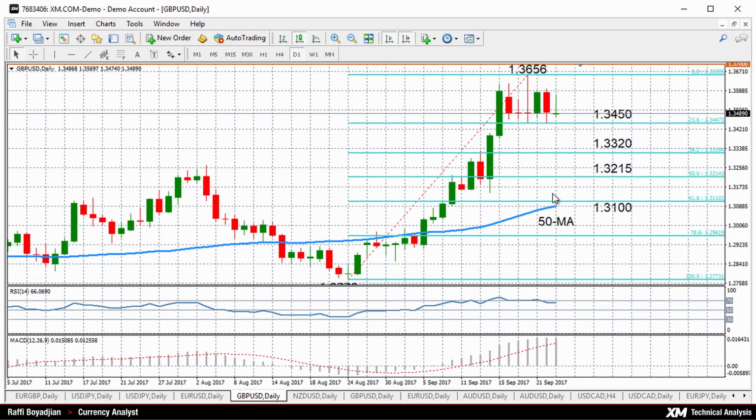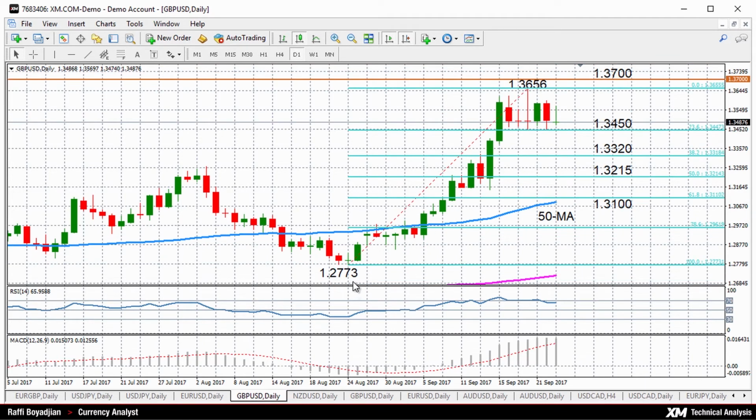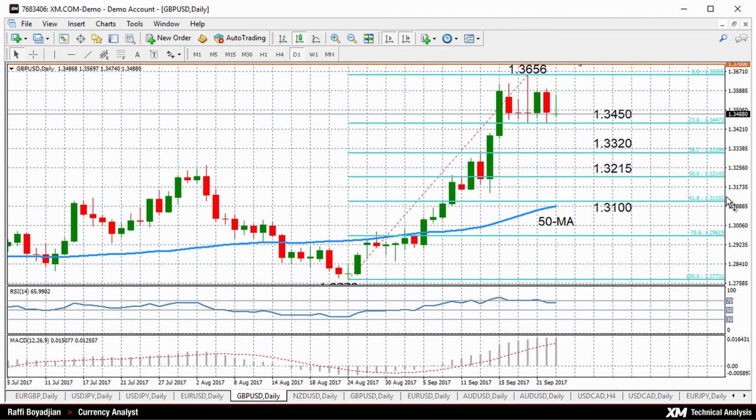The 1.31 area is kind of critical here. We can see it's around the 61.8% Fibonacci level of that up leg from 1.2773 to 1.3656, and is also where the 50-day moving average is approaching at the moment.